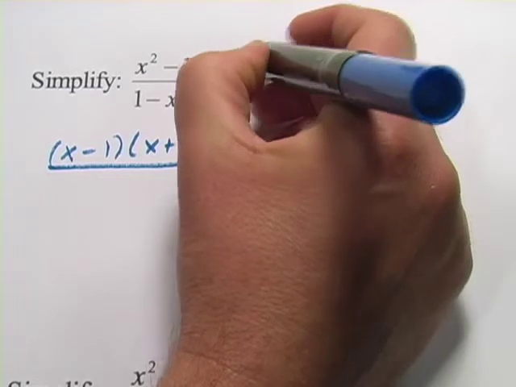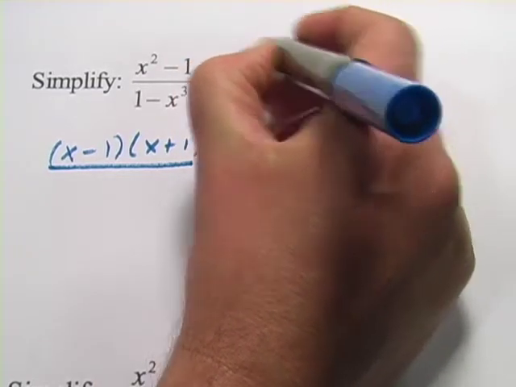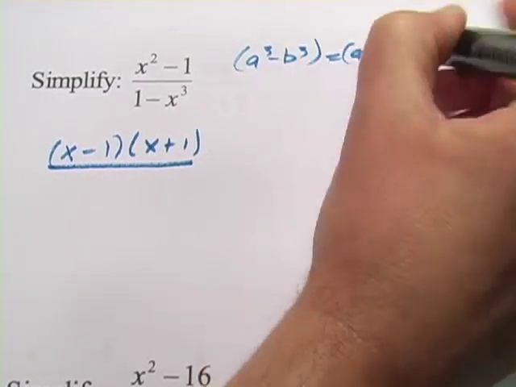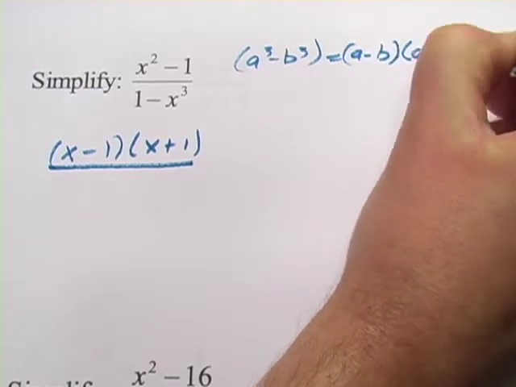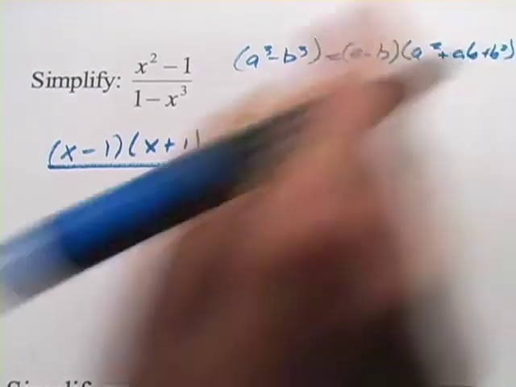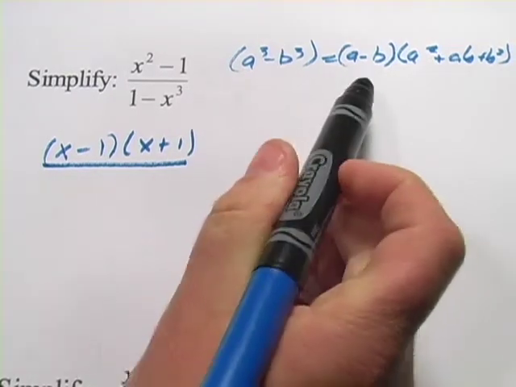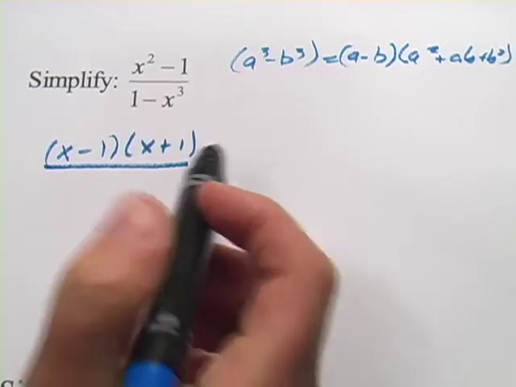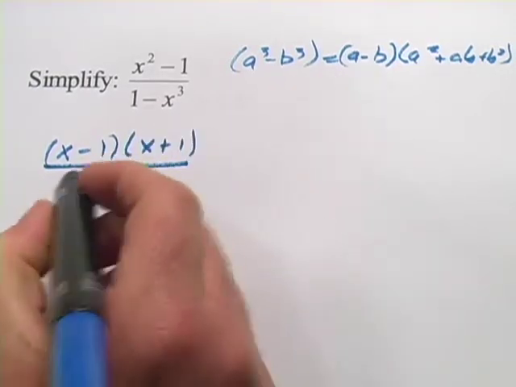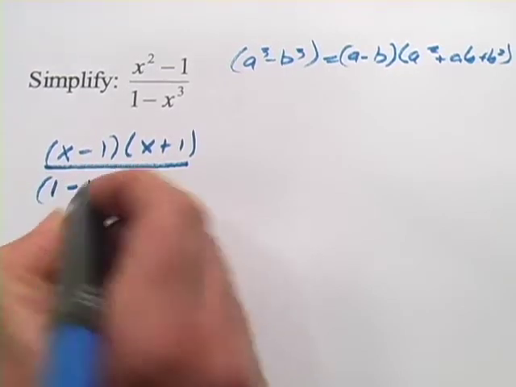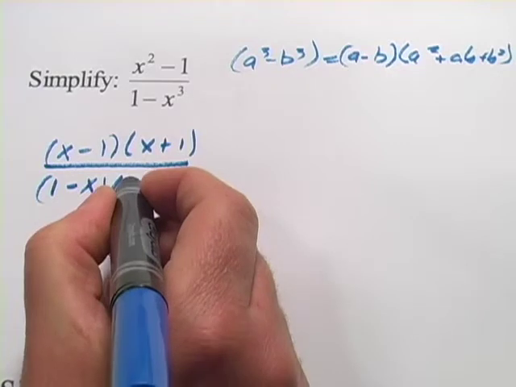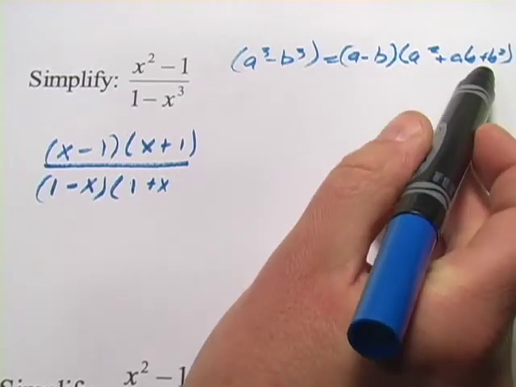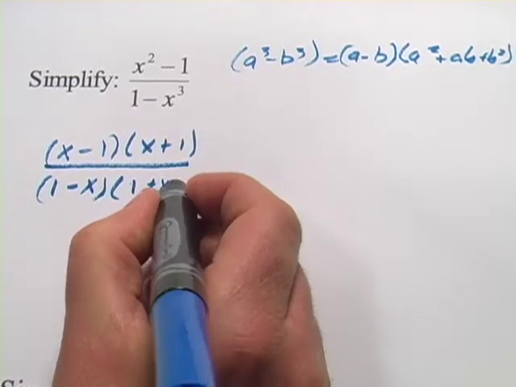And in case you haven't seen difference of cubes before, here's the formula. A cubed minus b cubed equals a minus b times a squared plus ab plus b squared. So that's our formula for the difference of cubes. So in this case, a is 1 and b is x. So let's go ahead and plug that in here. So a minus b is just going to be 1 minus x. And then we'll have a squared, that would be 1, plus ab, that would be 1 times x, or x. And then b squared would be x squared.